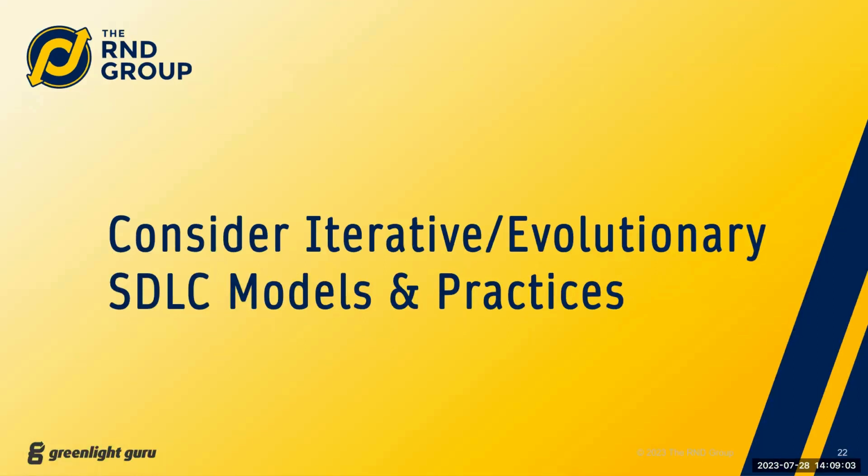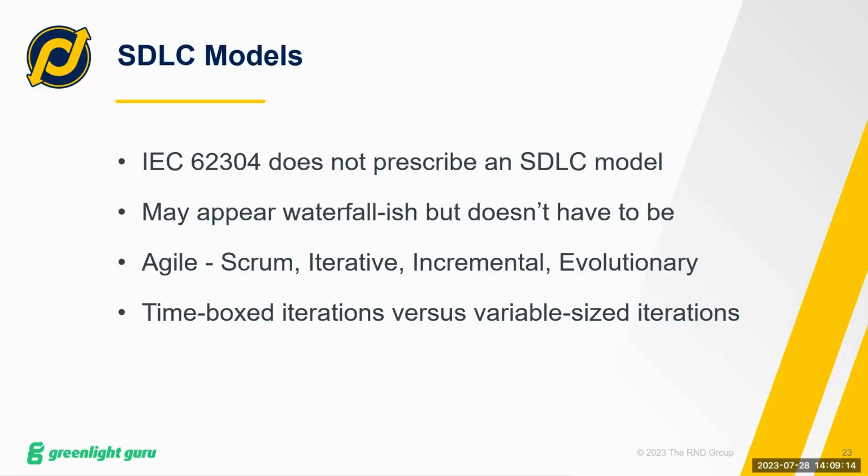So this next section, I want to make sure that people are considering iterative, evolutionary software development lifecycle models and practices. Like I said, 62304 does not prescribe a software development lifecycle model. Now, if you open up the standard and look at those sections, you see 5.1 is software planning, 5.2 is software requirements, 5.3 is software design. You look at it and go, oh, that's waterfall.